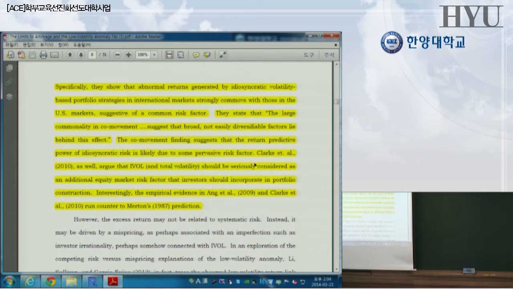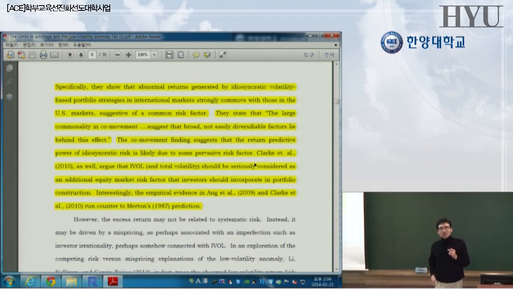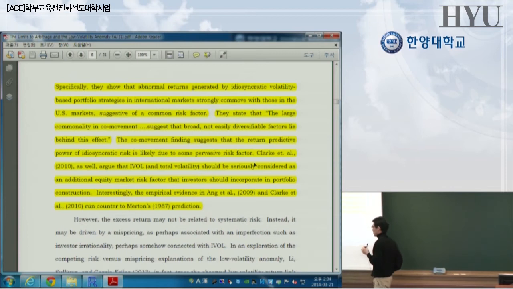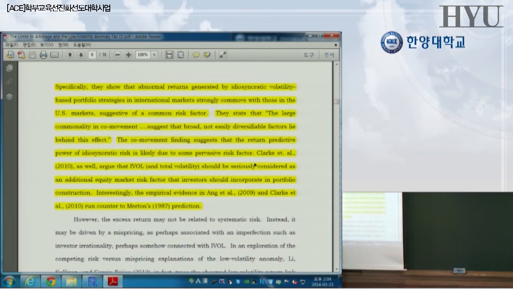Interestingly, however, this kind of low volatility anomaly is exactly counter to Merton's prediction. So this is still an open question. There may be some systematic factor, but why is it an inverse relationship? Why is the direction of the systematic factor exactly opposite of Merton's prediction? That's still an open question.